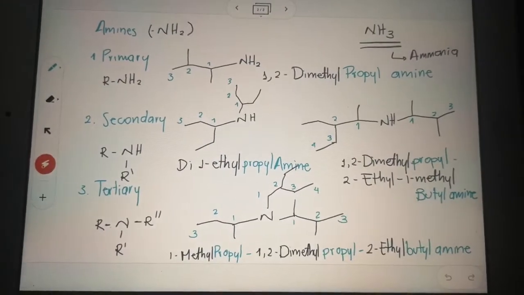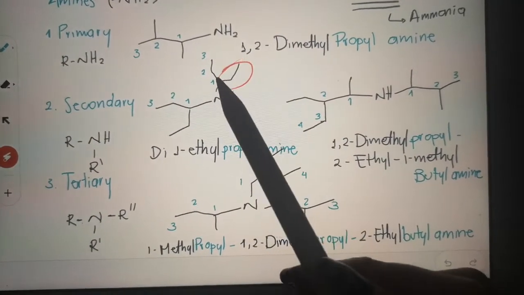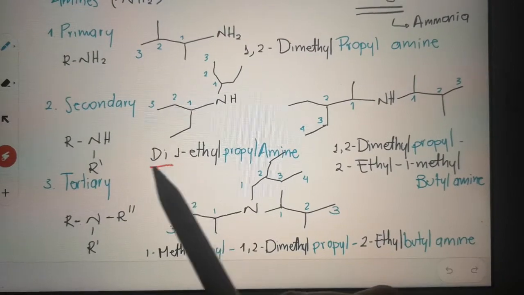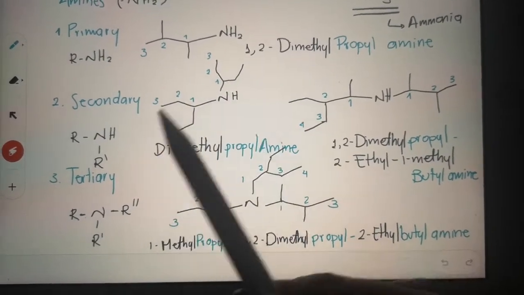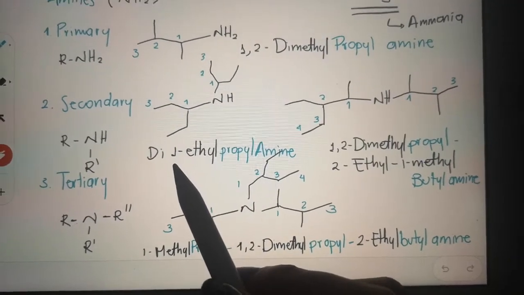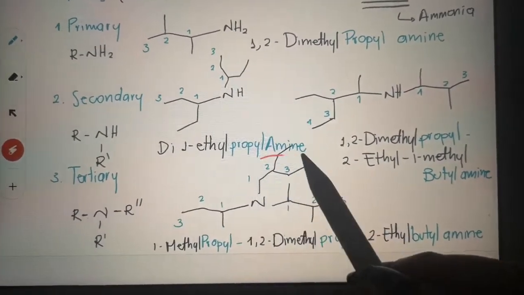So you name this differently. In this case, as both branches are on the same carbon, you can name this like so, because it means you have 2 exactly equal chains. 1-ethylpropyl, because it is a 3-carbon amine.